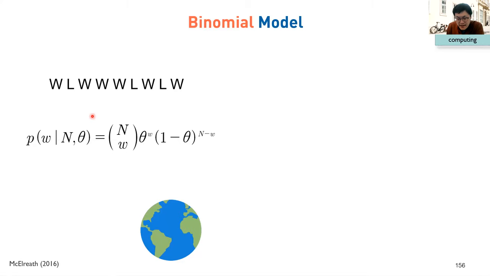Water or land, and tail or head. In the coin example, they are all the same. So binomial model, or binomial process. And then we can write it in a more generic way.